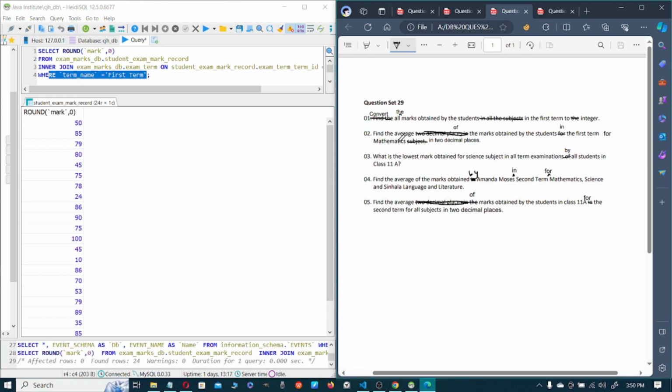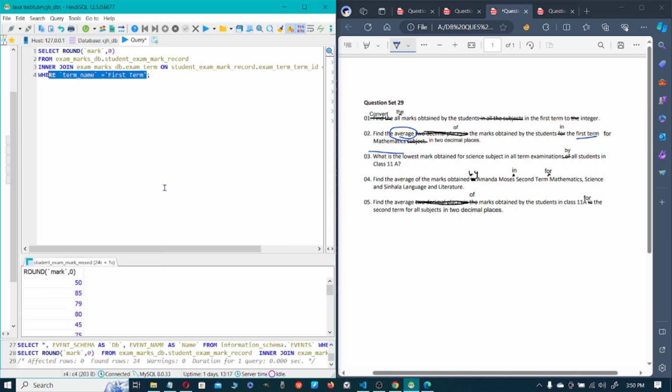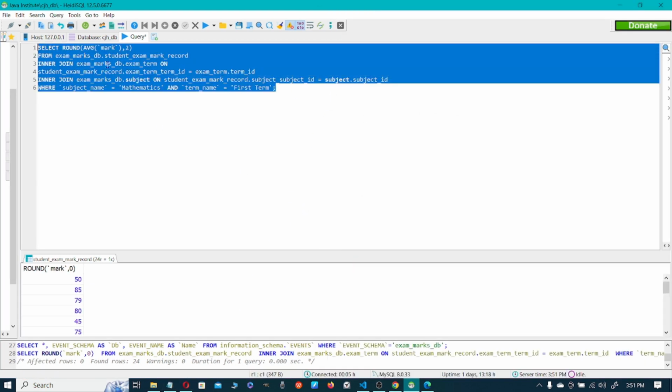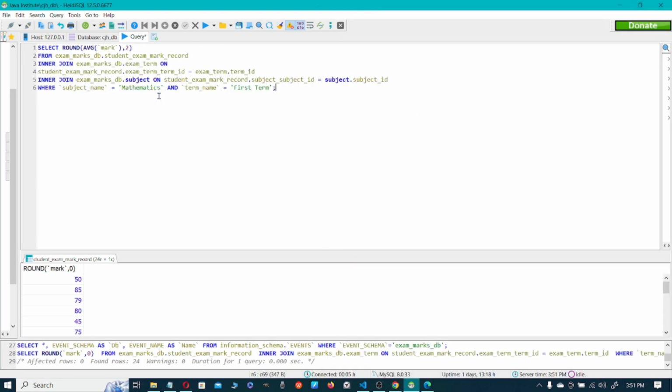Question number 2: find the average of marks obtained by the students in the first term for mathematics in 2 decimal places. So let's type the relevant query for that as well. So this would be our second query. We have taken the average mark and we have taken the average to 2 decimal places.